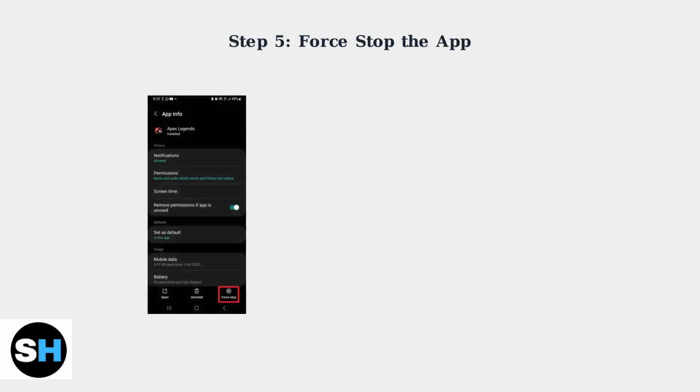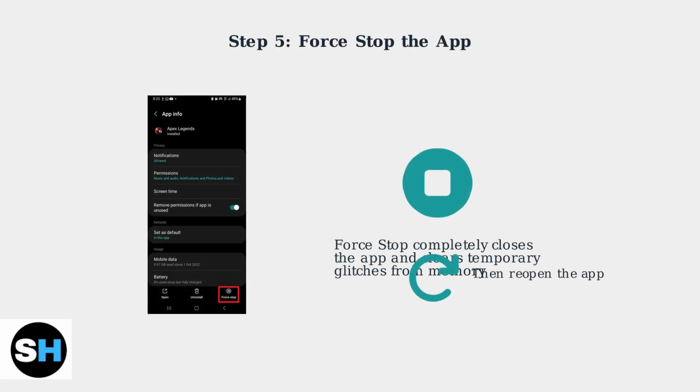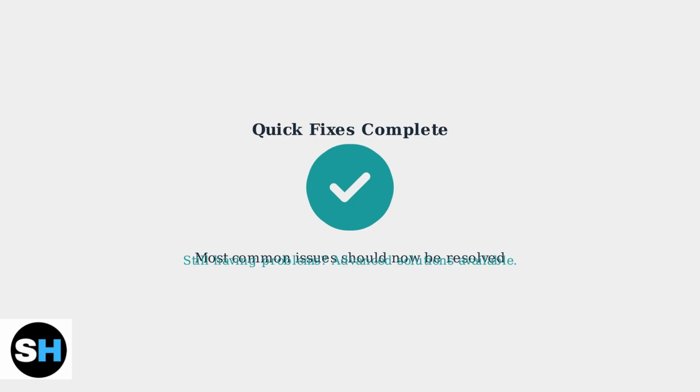Finally, try force stopping the app and reopening it. On Android, go to Settings, Apps, find Chase, and tap Force Stop. This completely closes the app and can resolve temporary glitches. These quick fixes resolve most common Chase app issues. If your app is still not working after trying these steps, you may need more advanced troubleshooting solutions.